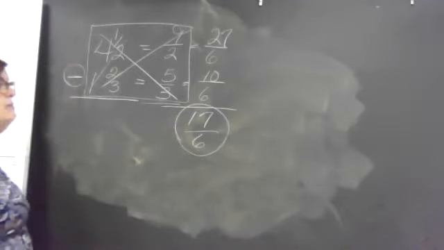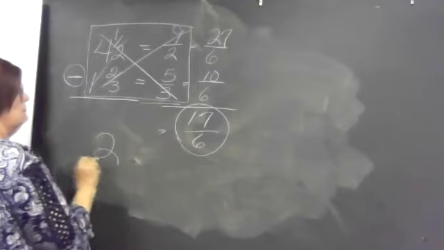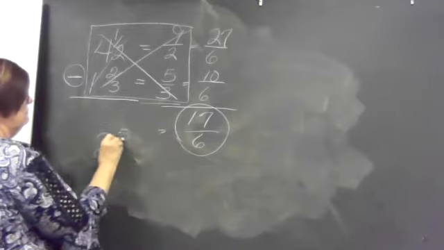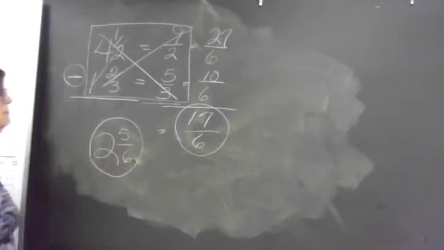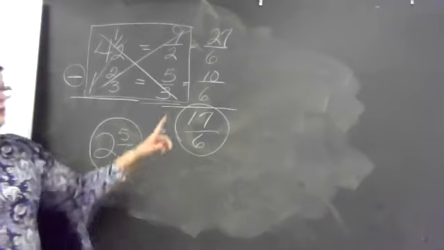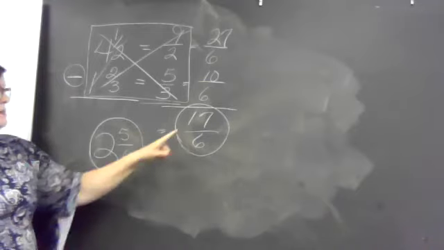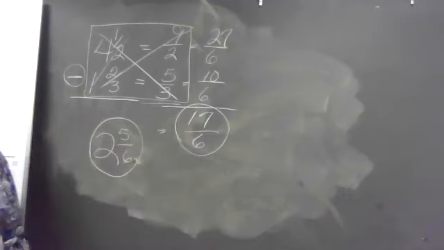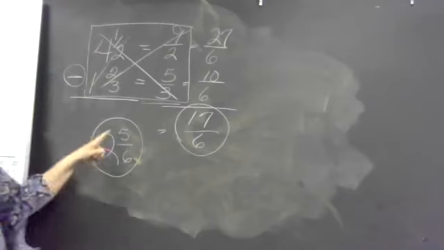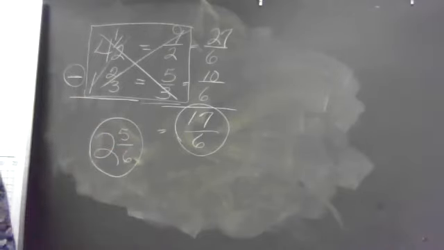Now let's change it to mixed. We took the 17 and divided it by 6. 17 divided by 6. 6 will go in there twice to make it 12, and then there'll be 5 left over. 5/6.